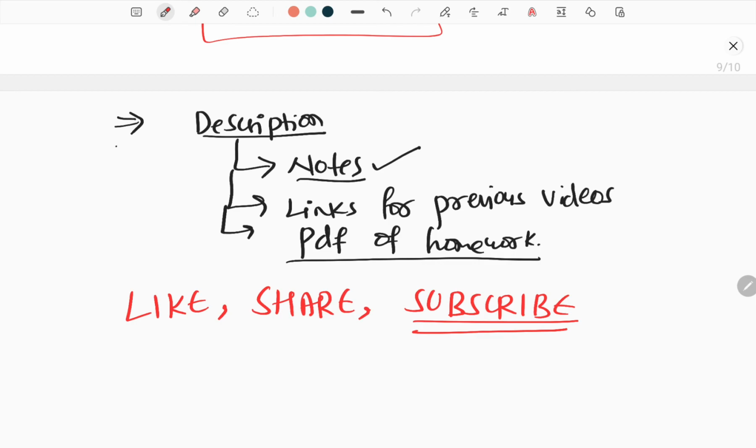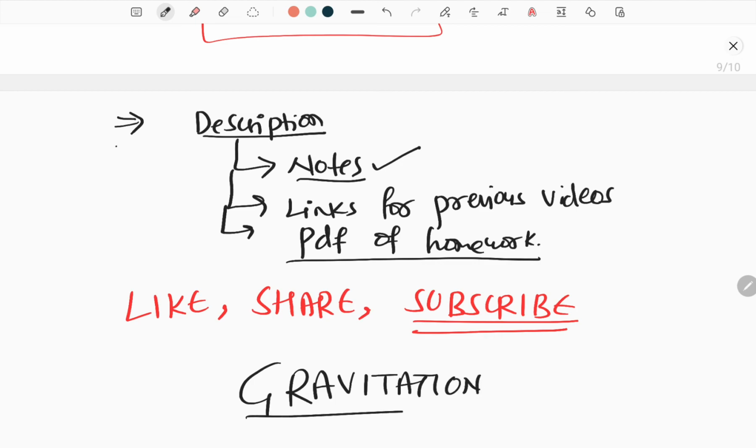All right, so this chapter is over. Now the next chapter is quite interesting and a very conceptual chapter, that is gravitation. Let's get ready for gravitation in the next class.